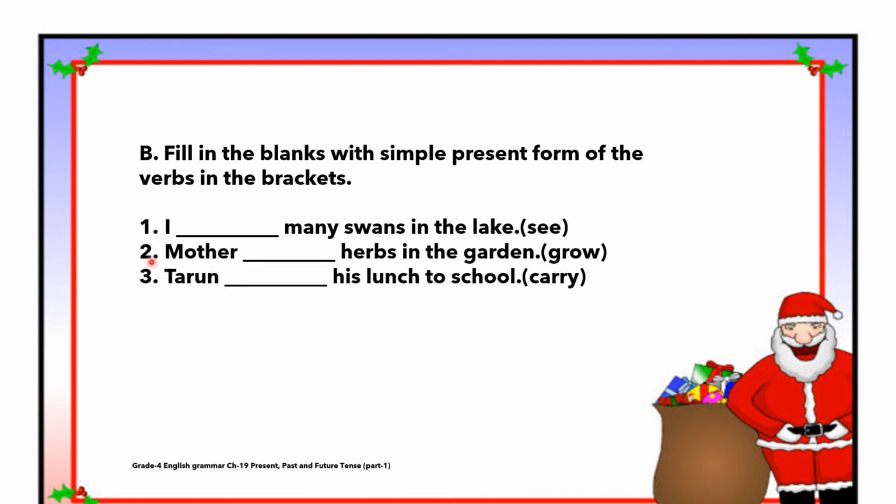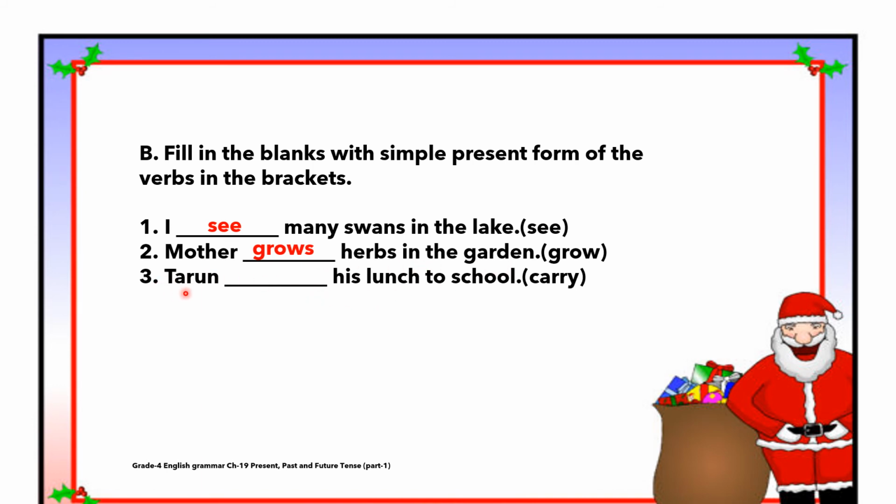See the first one. I dash many swans in the lake. In the bracket, the verb is see and the subject is I. So, we will use the same verb see, the base verb. Next, mother dash herbs in the garden. The verb is grow and the subject is mother, third person singular. So, we will add s to the verb. Mother grows herbs in the garden.